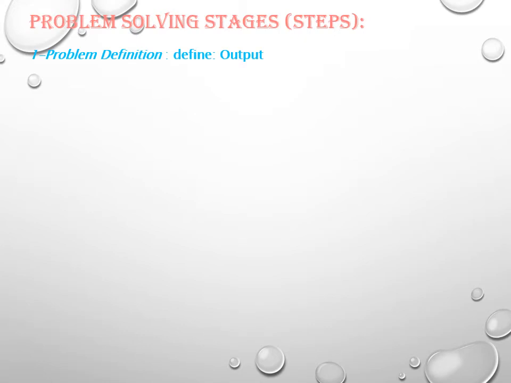First, problem definition. What should I define about my problem? I should define three things. First is the output. What is the goal of the problem? What are the available inputs? And what are the solution steps or the operation to be done on the inputs to reach the output?